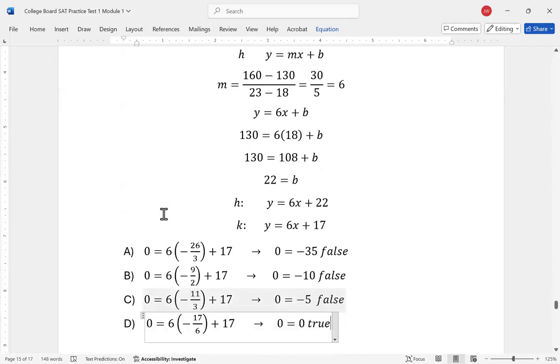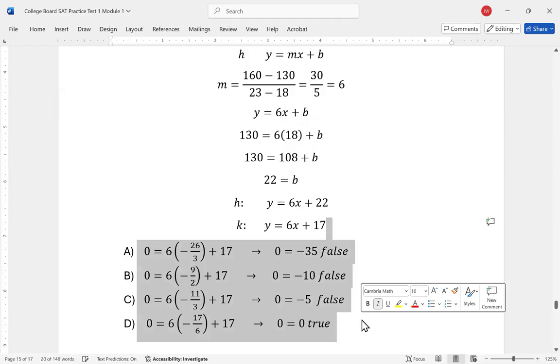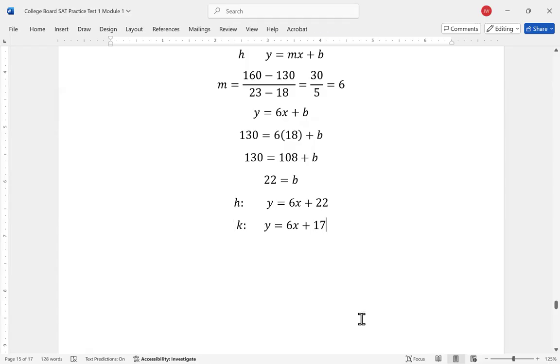Now you'll notice here at the end, I plugged in all of these values. Another way to approach this problem without having to plug in a bunch of values is just to find the x-intercept of line K manually. To find the x-intercept, you plug in 0 for y, and then you solve for x.